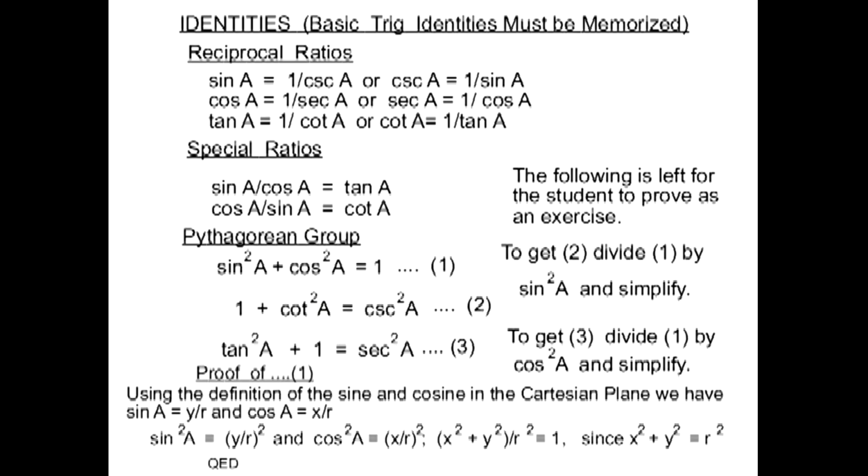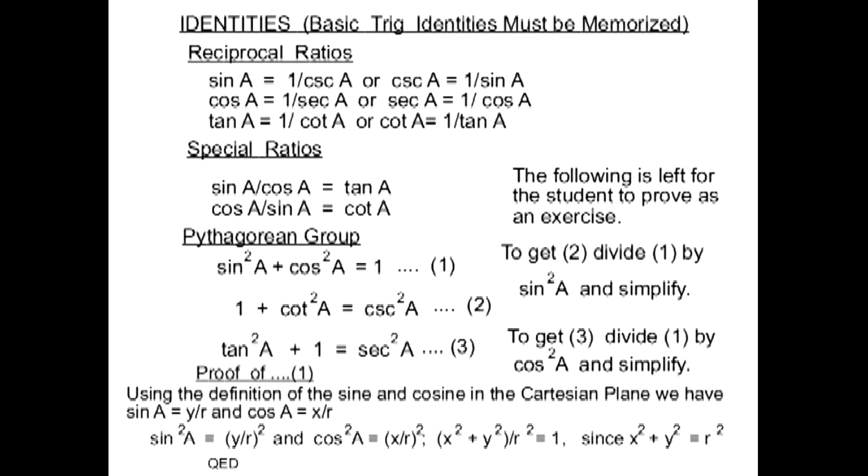Next, I list the special group, which are the tangent of A is equal to the sine of A divided by the cosine of A. The sine of A equals the fraction y over r, and the cosine of A is the fraction x over r. Divide the two fractions and you get y over x, which is equal to the tangent of A. Cotangent A equals cosine of A over the sine of A, and can be proved in the same fundamental way using analytic trigonometry of the Cartesian plane.